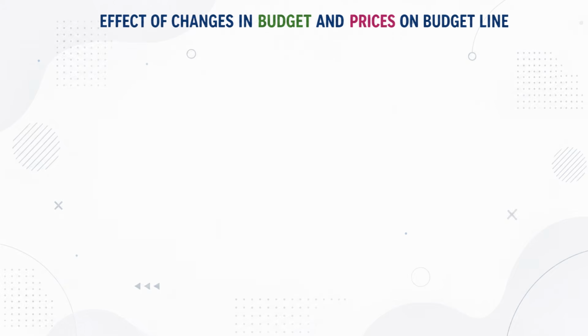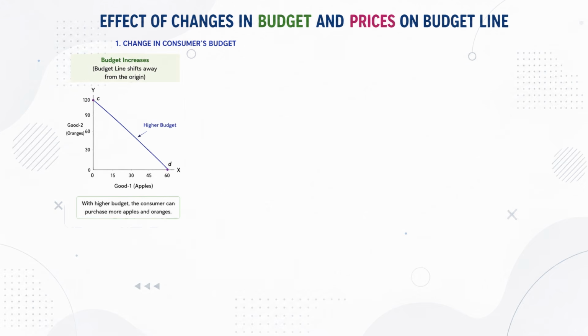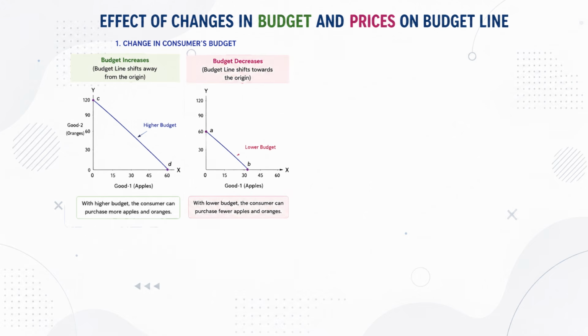Let us now look at how changes in the consumer's budget and the prices of goods affect the budget line. First, let us consider a change in the consumer's budget. When the consumer's budget increases, the budget line shifts away from the origin. This means that the consumer can now purchase more apples and oranges. When the consumer's budget decreases, the budget line shifts towards the origin. This means that the consumer can purchase fewer apples and oranges.